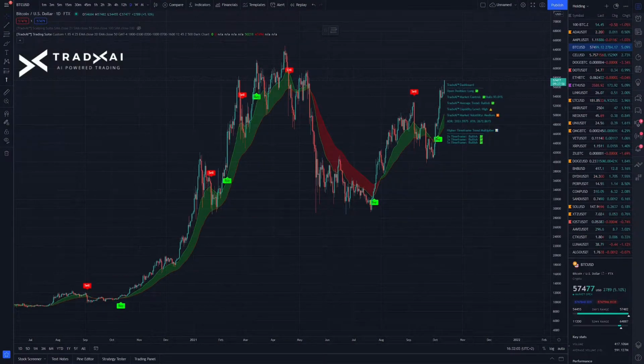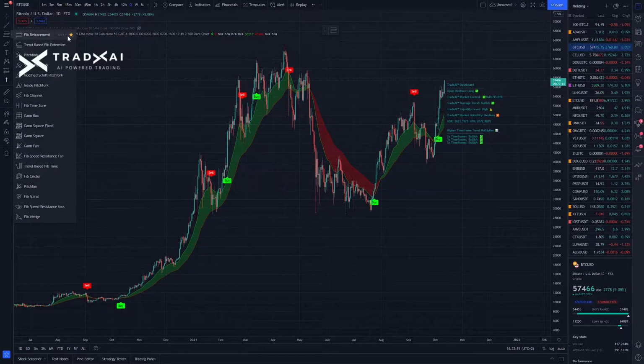How to use our automatic tool for Fibonacci levels. First, let's discuss what Fibonacci levels are and how and where to use them. Fibonacci retracement is a method of technical analysis for determining support and resistance levels.